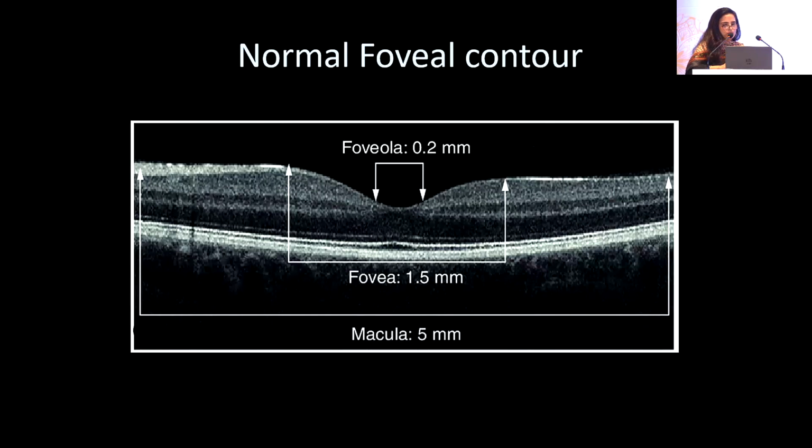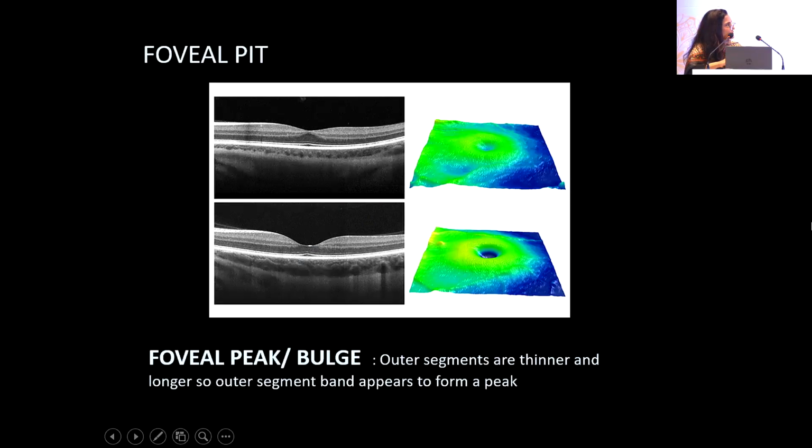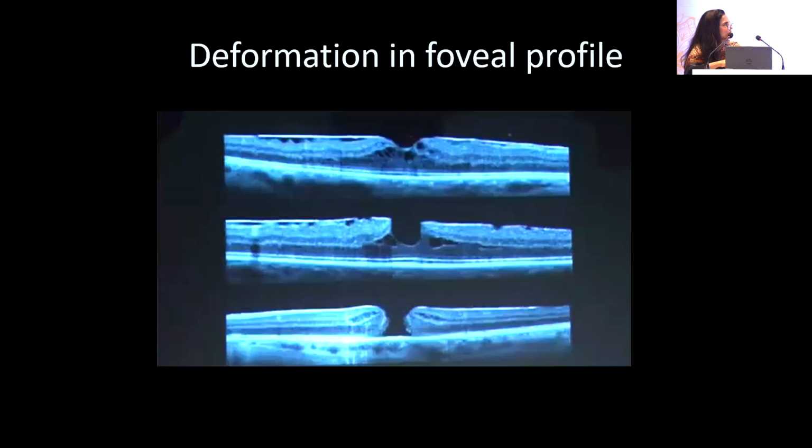After that, you evaluate the foveal profile. This is how the normal foveal contour looks like. Now, this is the foveal pit, and it can have varying morphologies. It could be a little deeper, it could be a little less deep, but both these patients would have good vision. Also, there's something called the foveal peak over here. This is a very normal structure. So this is present normally in a lot of cases.